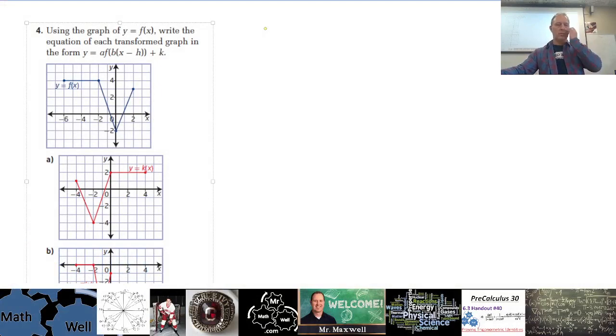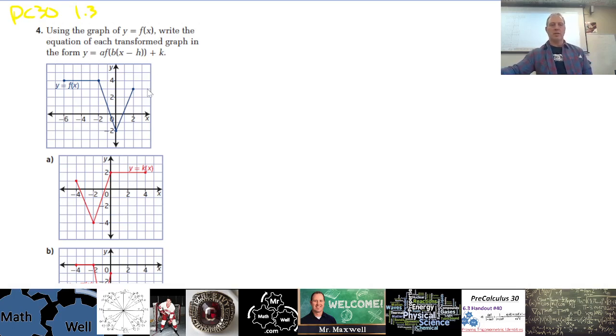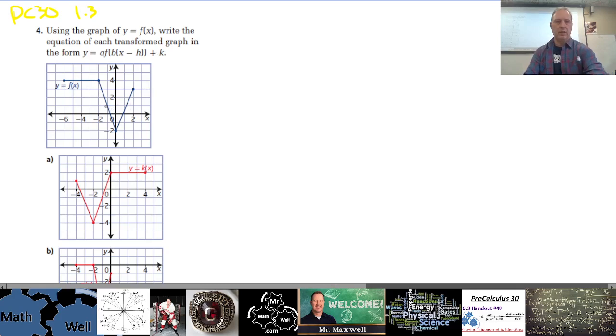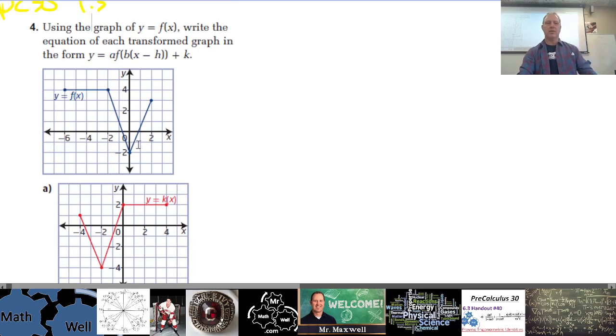Okay, so this is 1.3 4A, Pre-Cal 30 here. And so I'll do this with you, PC 30 1.3 4A. So we're determining equations. Okay, determining equations. So this original equation, I'll just focus on the first two. Maybe I'll zoom in just a bit. So the first equation looks like this little, almost like a backwards square root sign, okay?